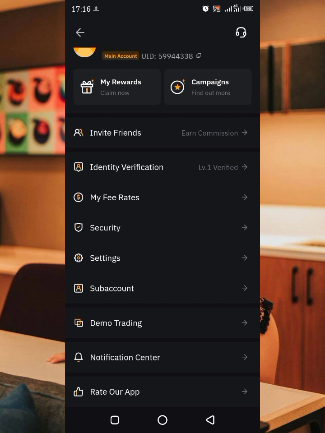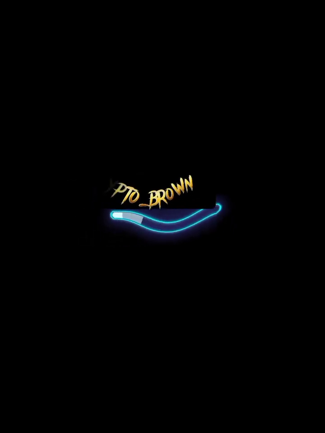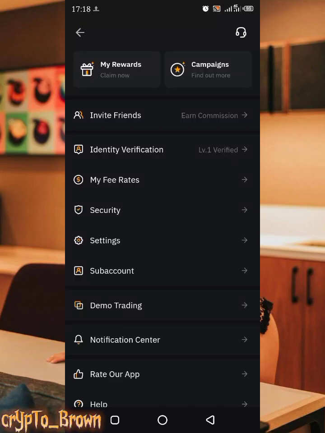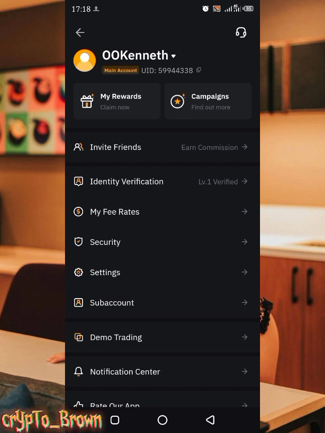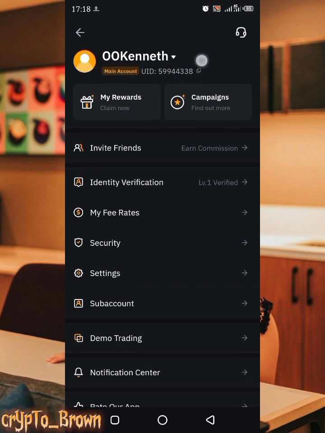Welcome to the futures. Alright, now let's start from the profile tab. At the profile tab, the first thing that you're going to see is your name, your username and your UID. That's a user ID. You can copy it in case someone wants to send you some crypto.